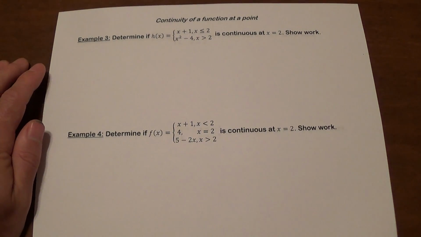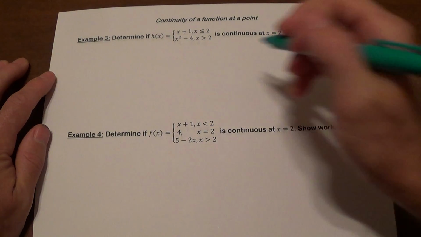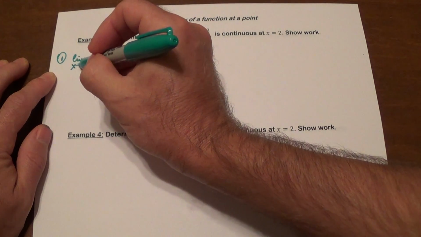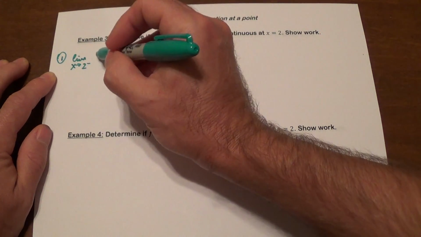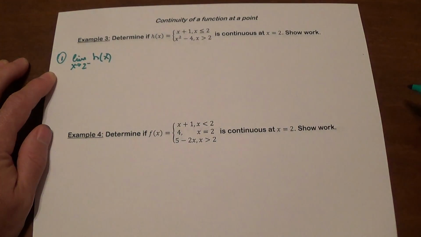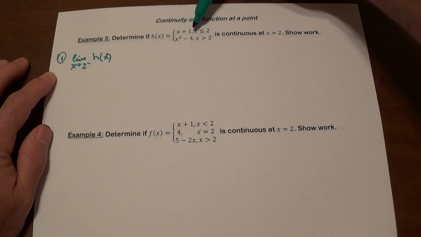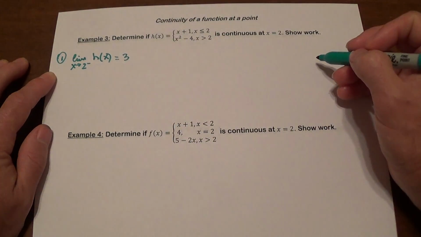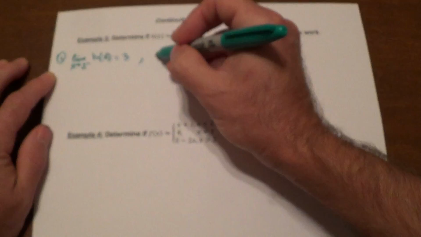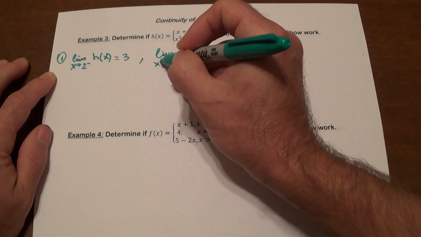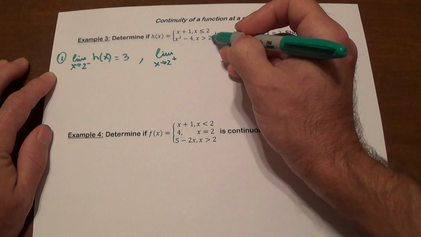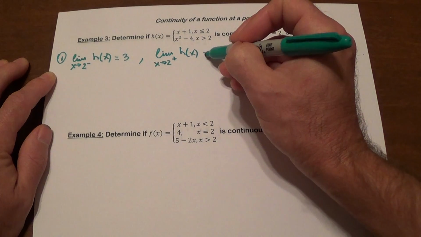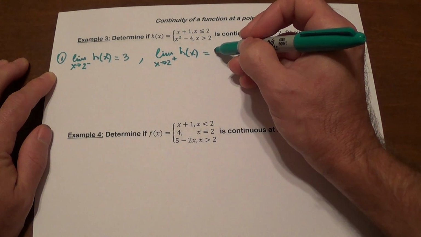Example 3. What about this function? So we're going to have to run through the same process. So the limit, number 1, the limit as x approaches 2 from the left of h of x, again it's a piecewise function, so we're going to be determined by this here. So it's 2 plus 1, which is going to give us 3. Then the limit as x approaches 2 from the right, we're going to be using this one, the second equation. So that is going to give us 0.